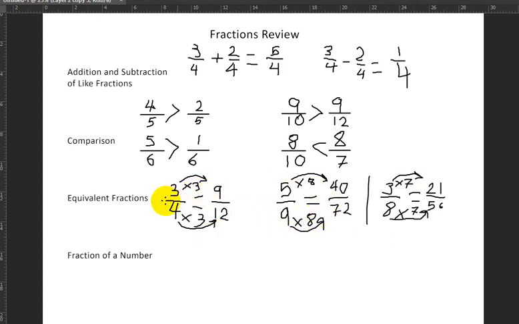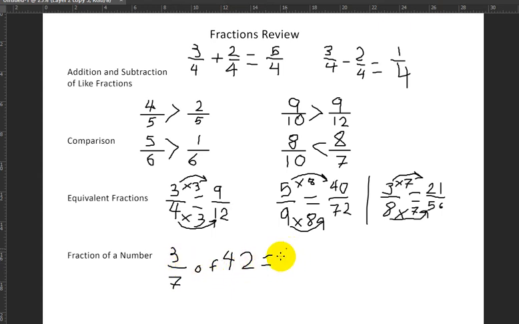You just saw how we work with equivalent fractions. Lastly, we have how to find the fraction of a number. So, for example, I want to find 3/7 of, let's say, 42. Now what this means is that I'm going to be dividing 42 into 7 equal teams, and then I'm going to take 3 of those 7 teams and find out how much is in that.